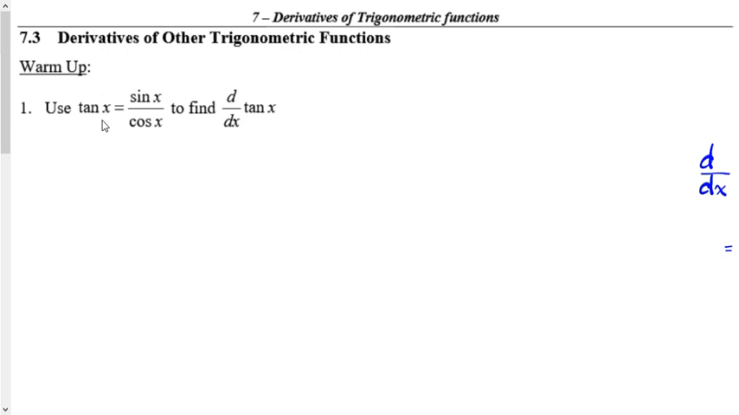We are wanting to figure out what is the derivative of tangent x, and we'll do it by finding the derivative of this quotient, sine x over cos x. So why don't you pause the video at this point, work through this question, restart once you have finished question number 1. You can pause now.